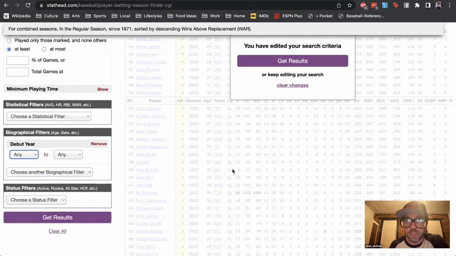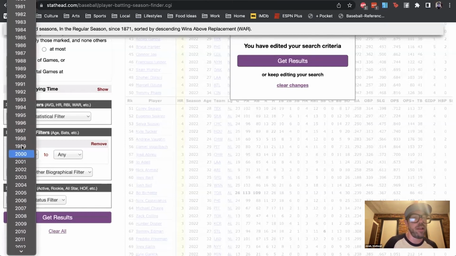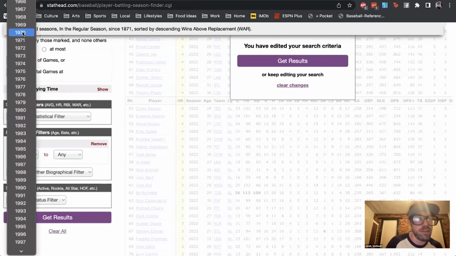What I can do, and I believe, let me pull the question back up and see if I can find it. Here it is. Yeah. So it's who first played in 1970. So we want the guys who made their debut in 1970, not 1970 to today, not a range of years, just 1970. So under that debut year, I'm going to scroll down to 1970.